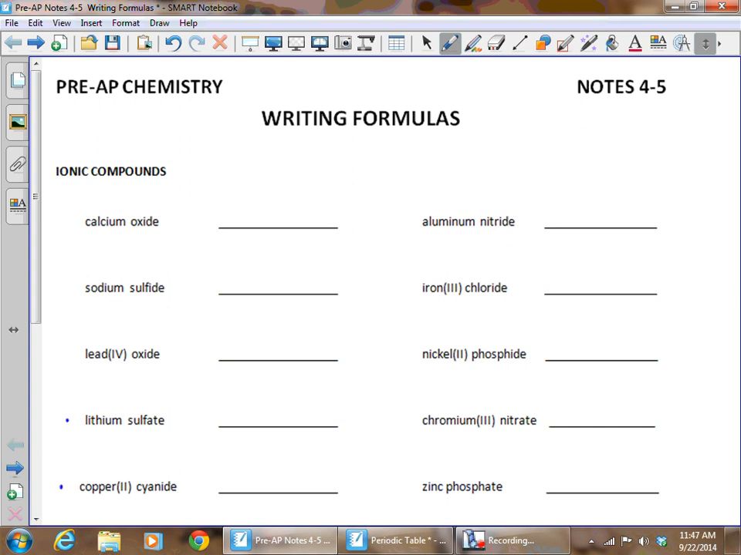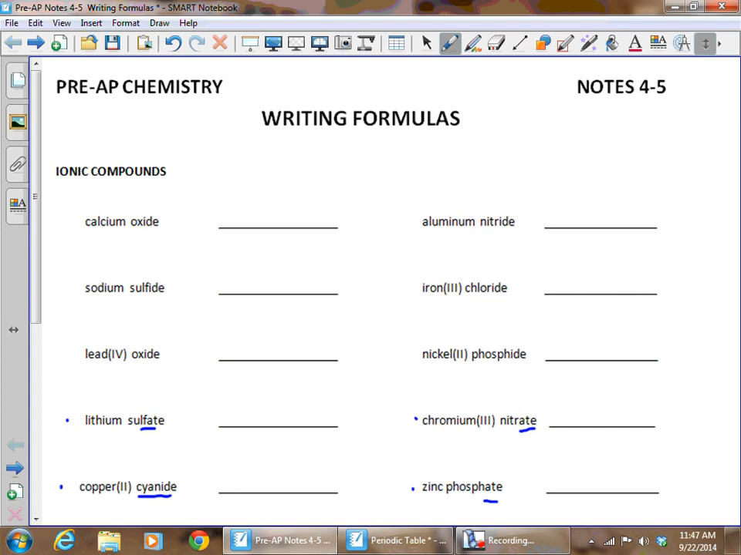Keep in mind one of the rules. We know that these involve polyatomic ions because they end in either ate or ite. And our three that we have to remember are cyanide, ammonium, and hydroxide. So we're going to save those for a later date, but we're going to look at the ionic compounds on top and the molecular compounds that come later today.